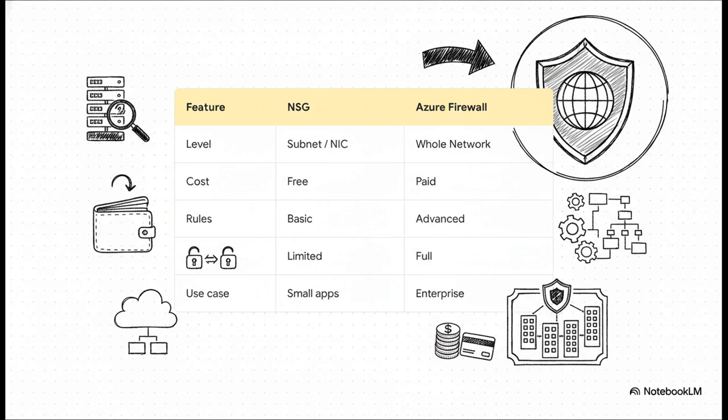First up, level. NSG is micro. It's for a subnet or even a single machine. Firewall is macro. It's for the whole shebang. Cost is a huge one, right? NSGs are totally free. Azure Firewall is a paid service because you're getting all that extra intelligence. The rules? Basic allow/deny versus super advanced smart rules. And the use case is the real clincher. NSGs are amazing for small apps or some basic filtering. But the firewall? That's what you need for your serious enterprise-level workloads that have to be secure.